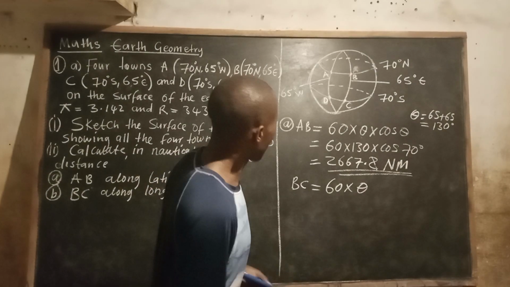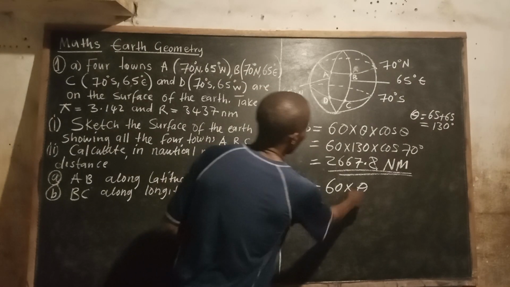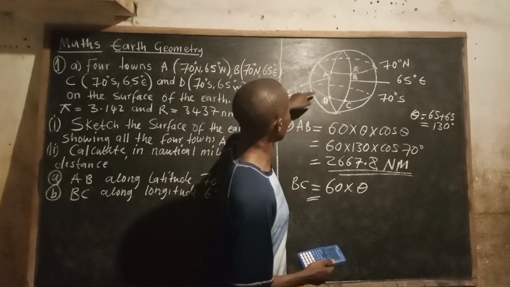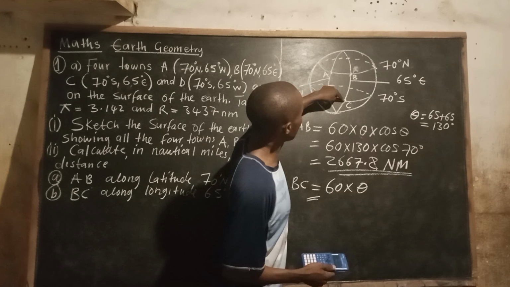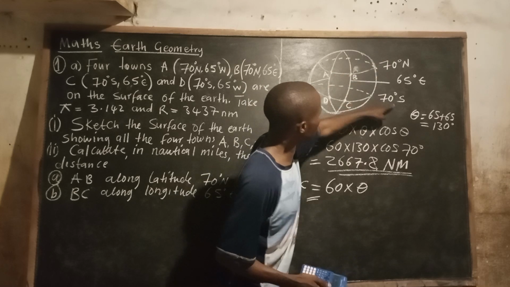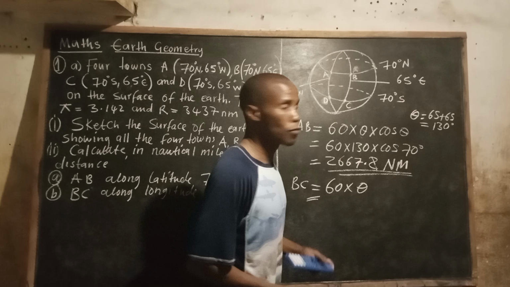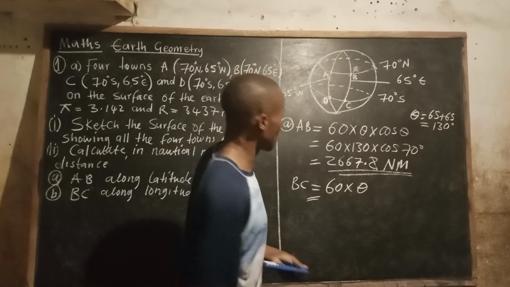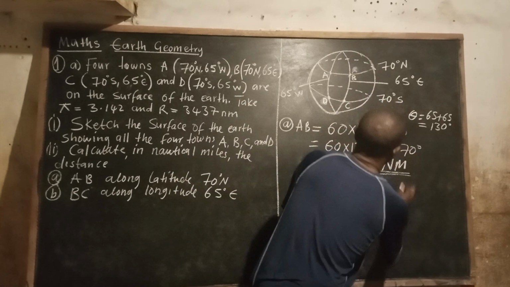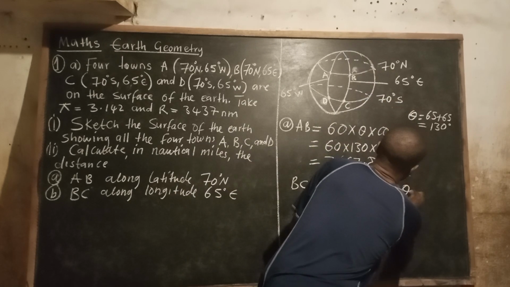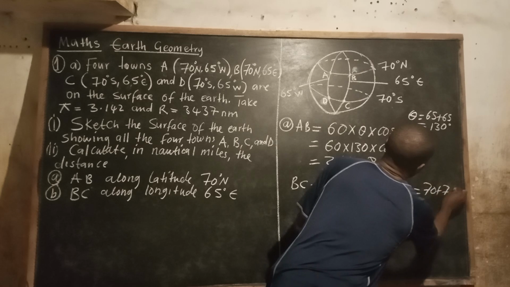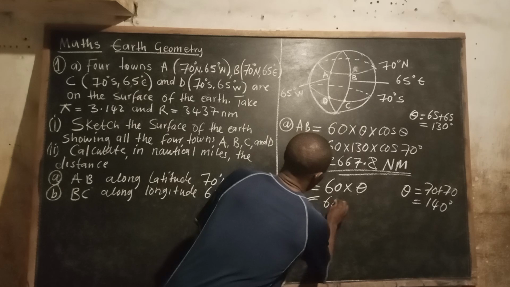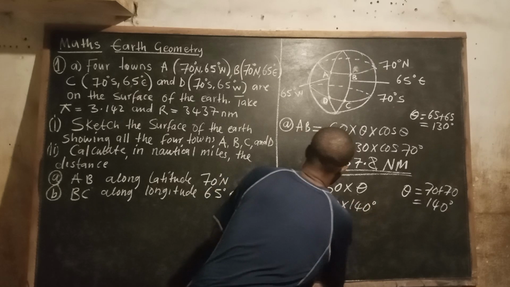So now you are going to calculate for theta. What is our theta? Theta is the difference between 2 points in degrees. Here we have 70 north, here we have 70 south. So we are going to do what? To add, because they are not on the same side or position. So for us to find this theta, theta is equal to 70 plus 70, which will give us 140 degrees. So 60 times 140 degrees.